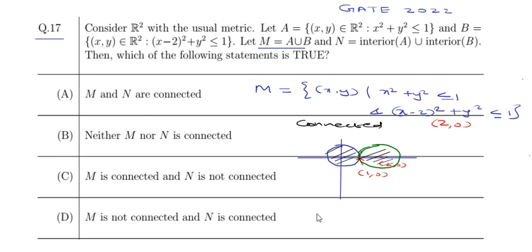Now let us see N. N is interior of A union interior of B. That means the set of all points on the circle will be omitted here. So therefore there will be a gap. There is no intersecting point, so there will be a gap. Therefore N is not connected. So the answer is C: M is connected and N is not connected.